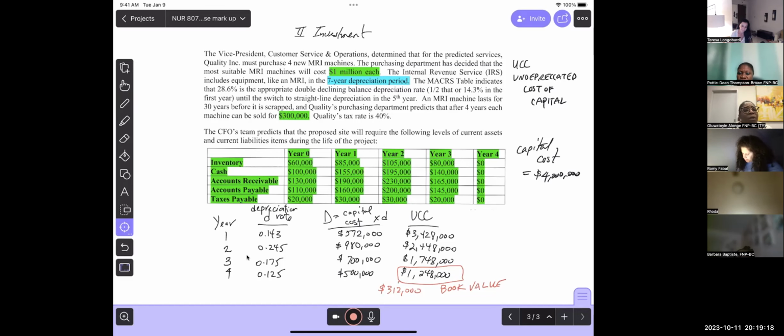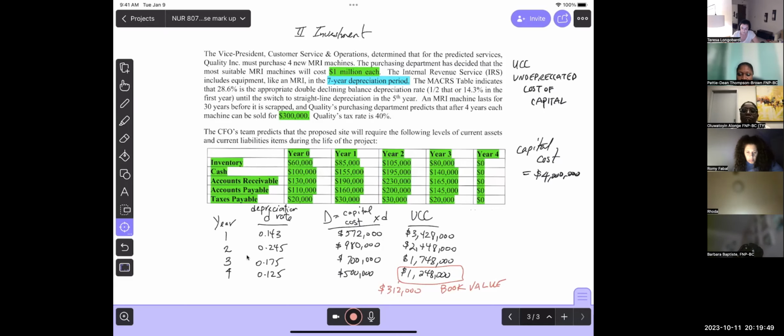What number do I compare that to? The initial 4 million? Well, this is going to happen in the fourth year. I have a book value of 312,000 and I'm anticipating I can sell it for 300,000 each. So what's going to happen? There's the loss. It's a loss. Exactly. And that's a loss that you could also claim and you can make tax savings. And that's also a cash flow.